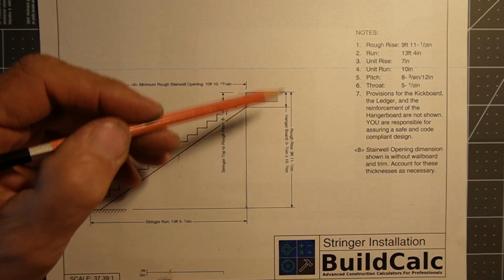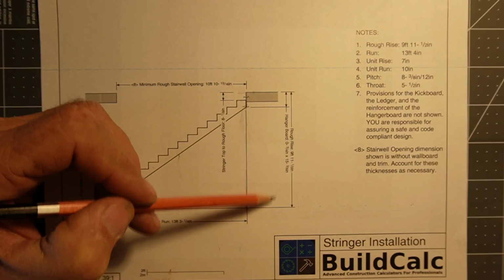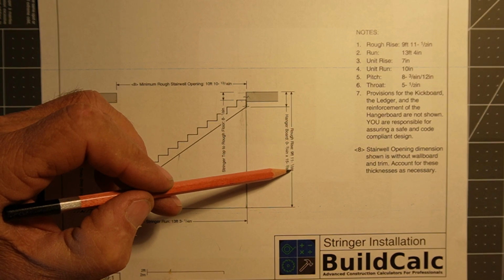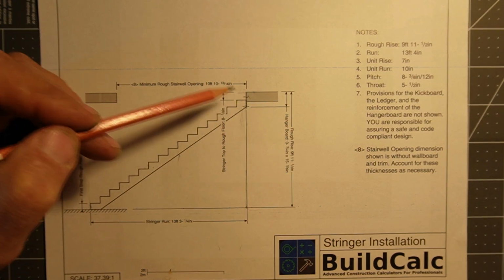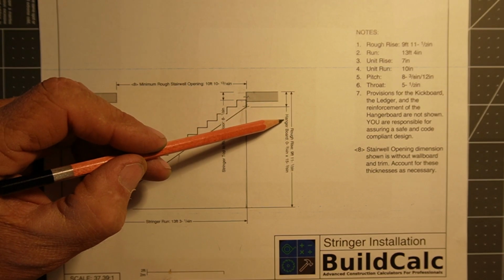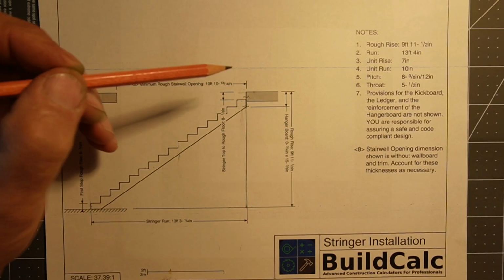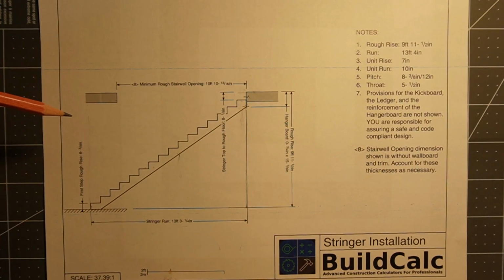So now on my drawing here, here's my rough rise from walking surface to walking surface, and there it has my 9 feet 11.5 inches. I just left this unknown. It put in 10 inches, so my hanger board is 3/4 of an inch, and it needs to be this long, and that's talking about this board that's right here that's tying my steps to the second floor.